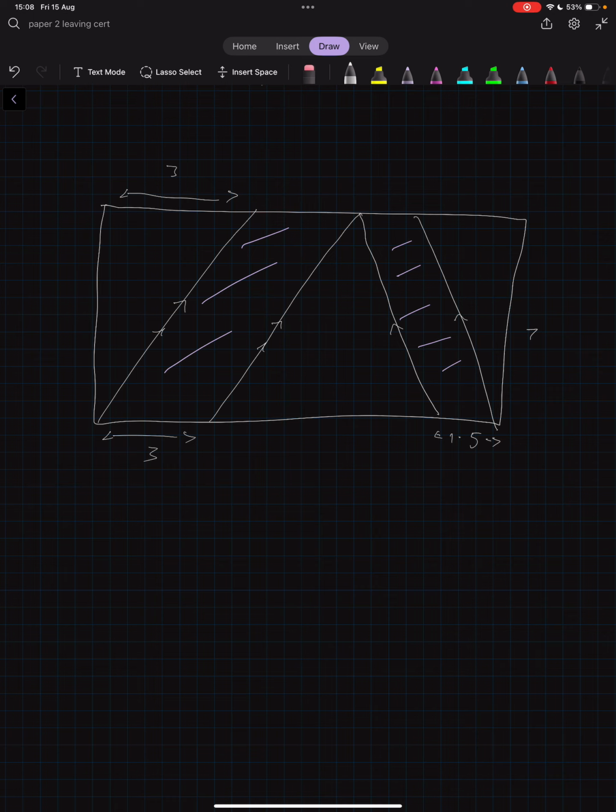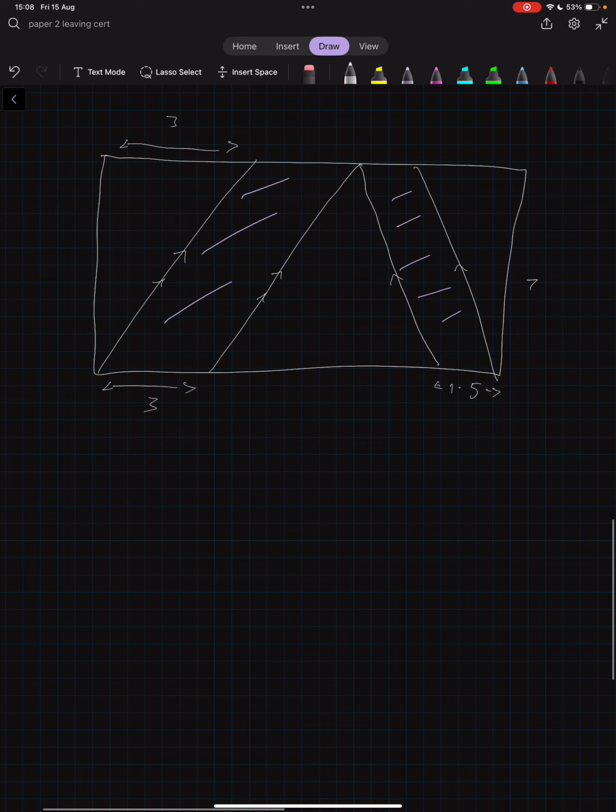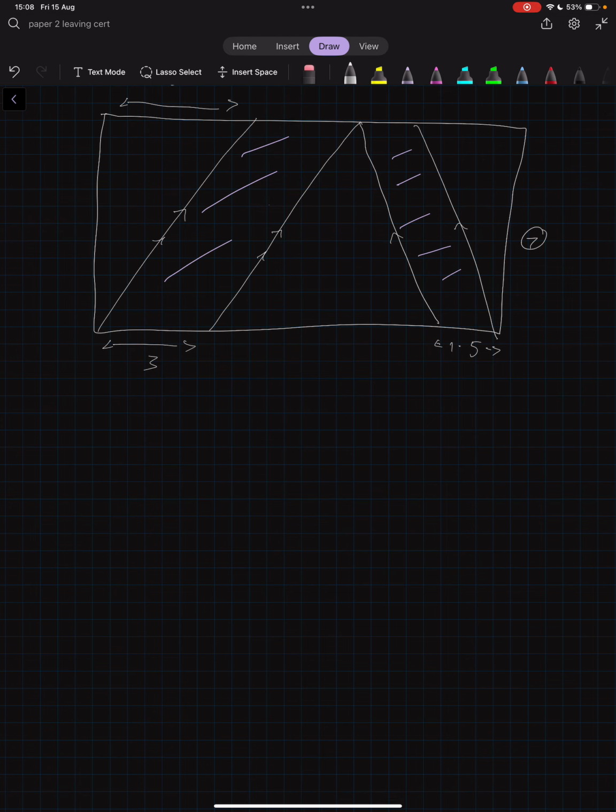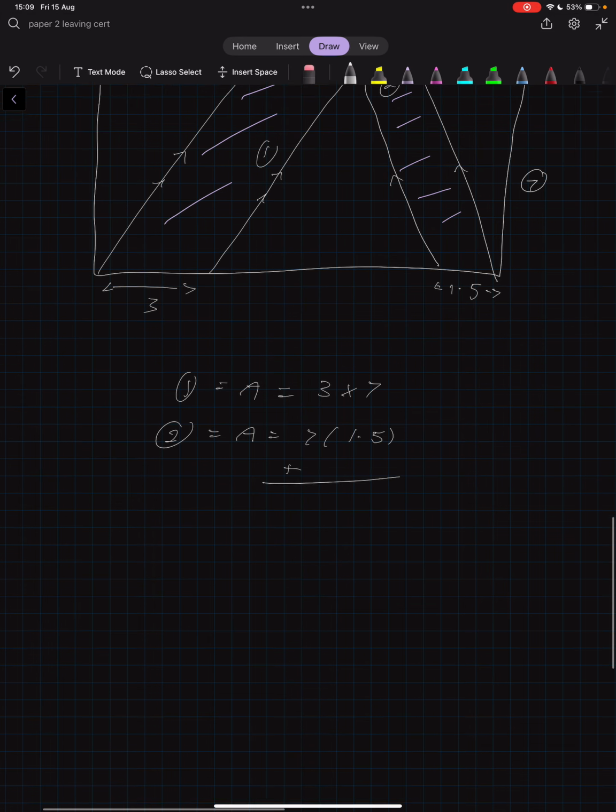So what you can do is you can basically just say, well, the shaded region is just two parallelograms. The perpendicular height is 7 for both of them. So for the first one, the area is just going to be the base, which is 3, times the perpendicular height, which is 7. The area of the second one is simply the perpendicular height, which is 7, times 1.5. And then you just add these together.